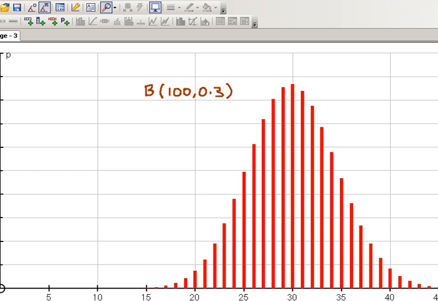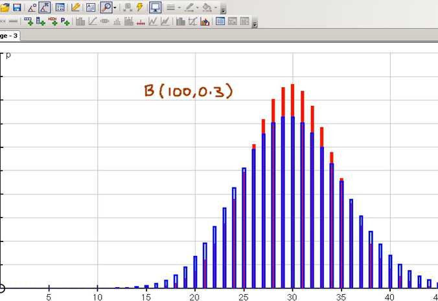Here's the binomial distribution, where p is 0.3. And in blue is the Poisson distribution with the mean of 30. And as you can see, the Poisson distribution does not closely follow the binomial distribution. So this approximation would be poor and useless.